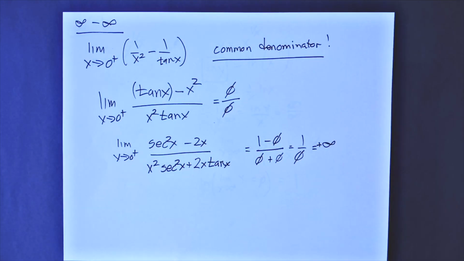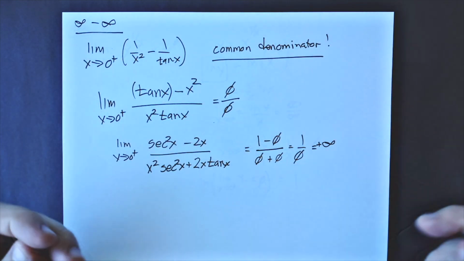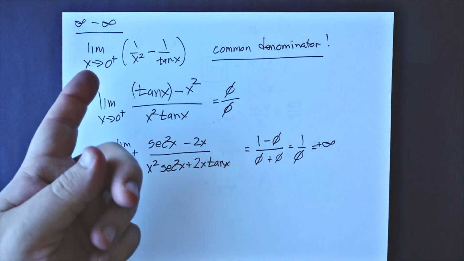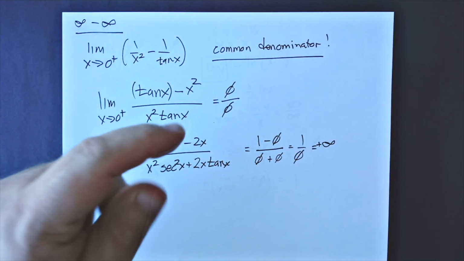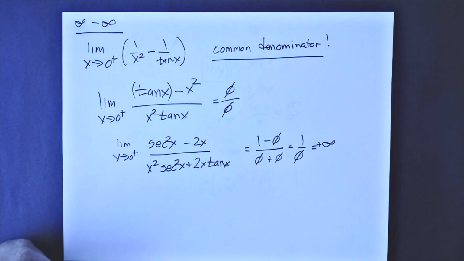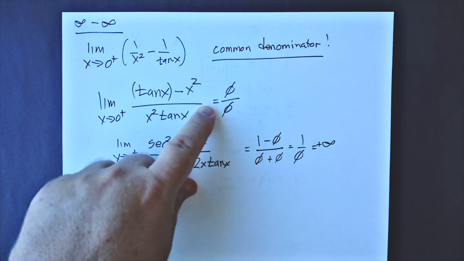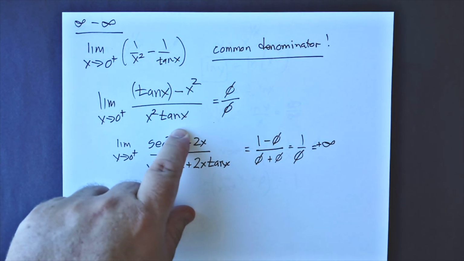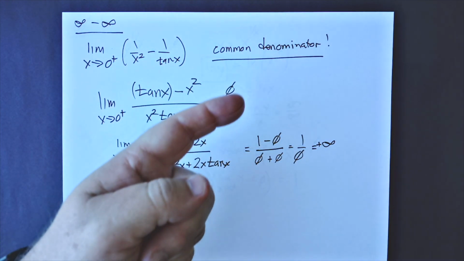Here is an infinity minus infinity. So when you get these, I think most of the time you're going to have to just find a common denominator to turn it into one fraction. So I have the limit as x goes to positive infinity of 1 over x squared minus 1 over tan x. That's infinity minus infinity. So then I just make a common denominator. So I get tan x minus x squared over x squared tan x. And then from here, I recompute, and it's still 0 over 0.